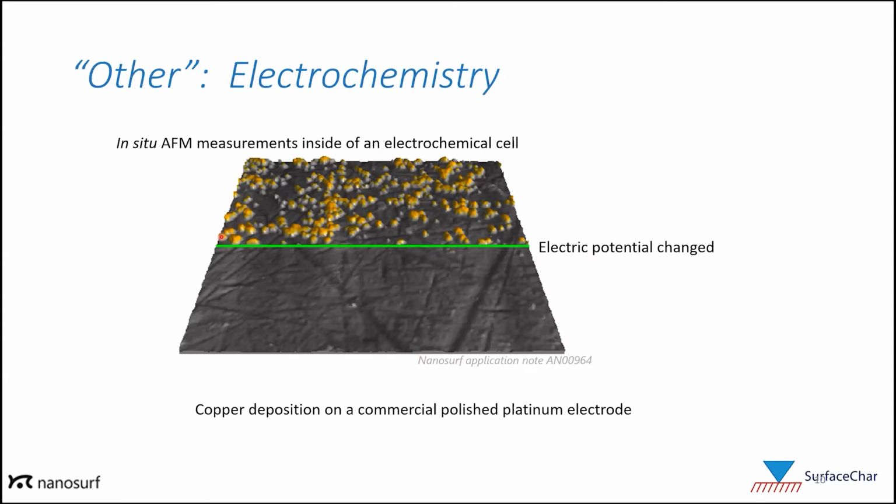So here's an example of copper deposition on a commercial polished platinum electrode. And so when the potential is a certain value, you can see the copper deposit on the electrode. And then they changed the potential and the copper particles all dissolved, all went away. So you can actively monitor and track these actions as a function of the electrochemistry. This is very popular for corrosion studies. A lot of corrosion work has been done with this.